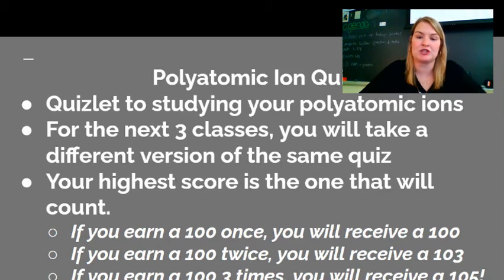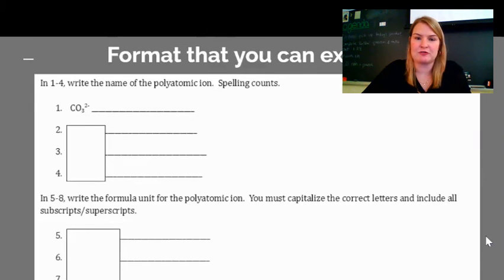So if you earn a 100 on one of the quizzes, you just get a 100. If you earn a 100 on 2 of the quizzes, then your grade is 103. But if you earn a 100 every single time, then you get a 105. So that's your incentive. This is kind of what the format's going to look like. I covered these guys, so you can't see them all. But you will have 4 questions where I give you the polyatomic ion formula, and you have to write the name. So CO3, you would have to know what that is, and you'd write it here.